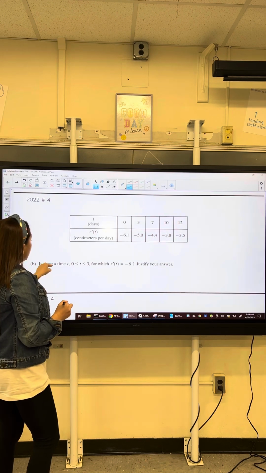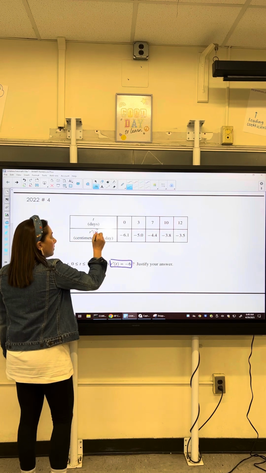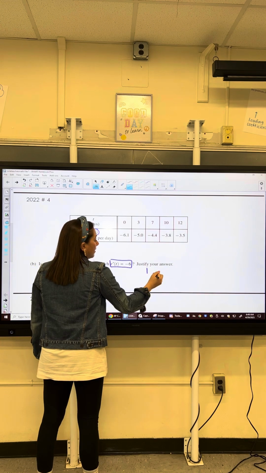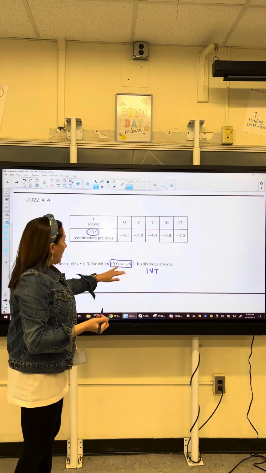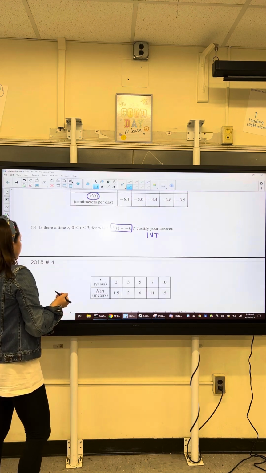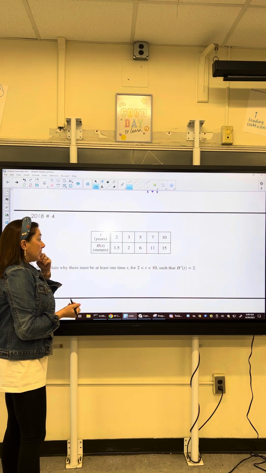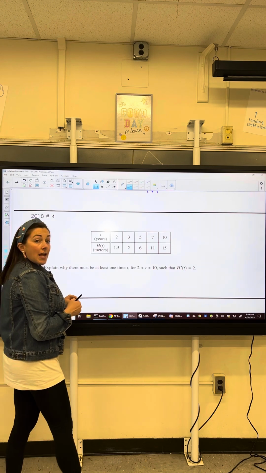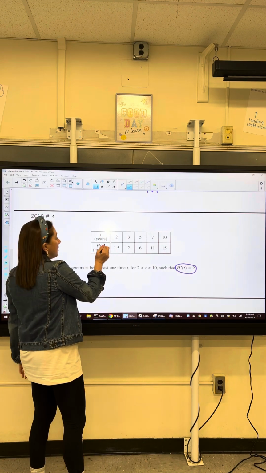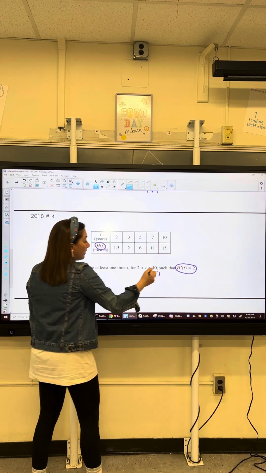2022, number 4. Is there a time t for which r prime of t equals -6? Well, the table already is r prime of t, so it's just going to be the intermediate value theorem. If they said r double prime of t, it would be the mean value theorem. Okay, next. 2018. Explain why there must be at least one time such that h prime of t equals 2. Look at what the table is. The table is h. So they're talking about h prime. That's how I know it's going to be the mean value theorem.